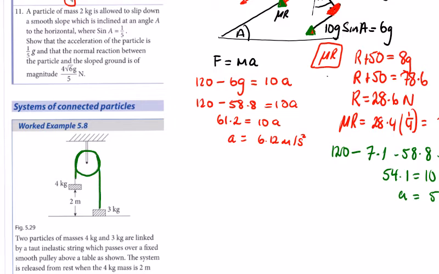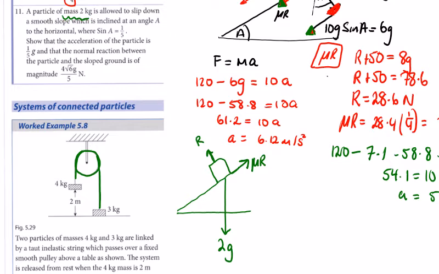A particle of mass 2 kilos is allowed to slip down a smooth slope. So here's my slope. Here's my particle of mass 2. So going down in this way, I have 2g. It's going down the slope, so we could have mu R in that direction. We'll check now. I have a reactionary force, and it's angled at an angle A. So I've got my A in here too. And we're told sine A is equal to 1 over 5. Okay, that's my diagram.